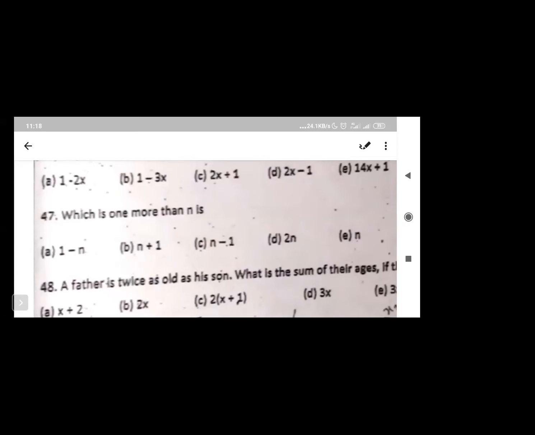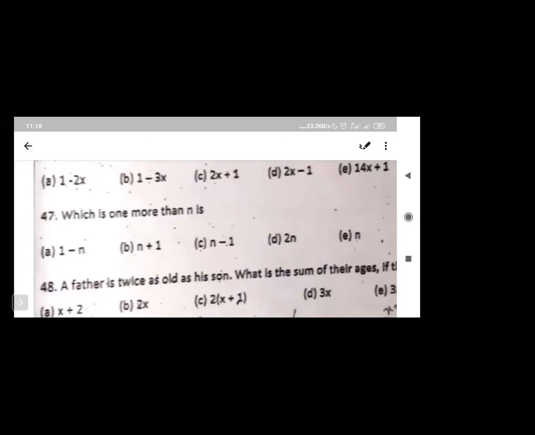So it means anytime you are looking for a number that is so much more than another, you just need to add that figure to it. So what is 1 more than 12? It means 12 plus 1. What is 5 more than 12? It means 5 plus 12.